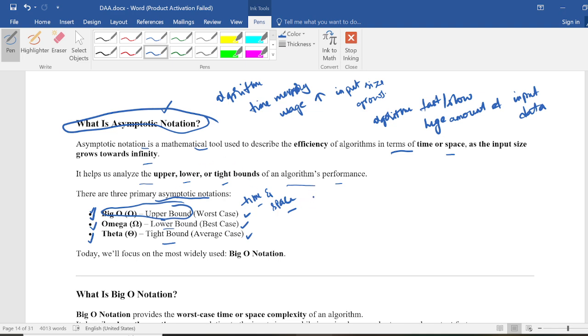So there is no need to worry about programming language and hardware. We can compare the algorithms.